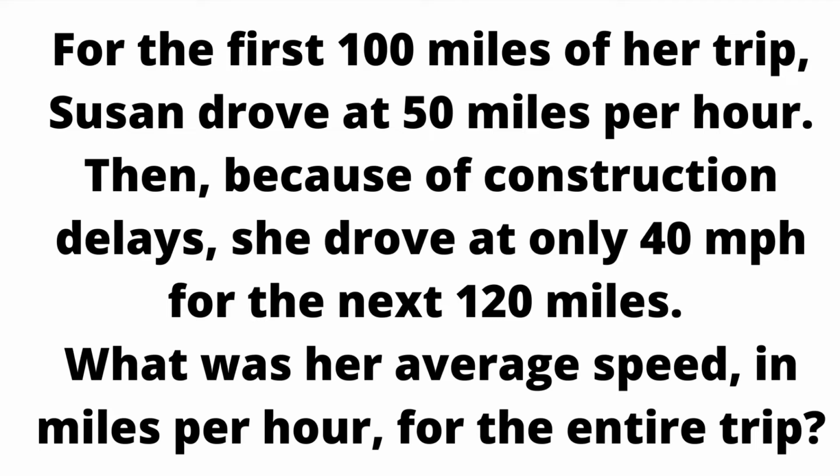For the first 100 miles of her trip, Susan drove at 50 miles per hour. Then, because of construction delays, she drove at only 40 miles per hour for the next 120 miles. What was her average speed in miles per hour for the entire trip?